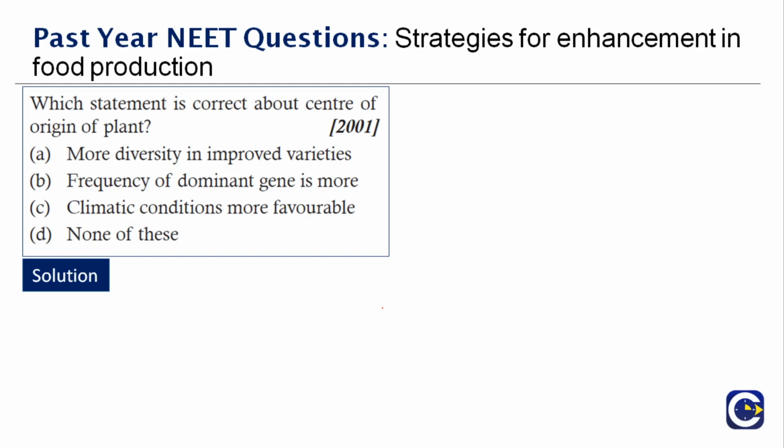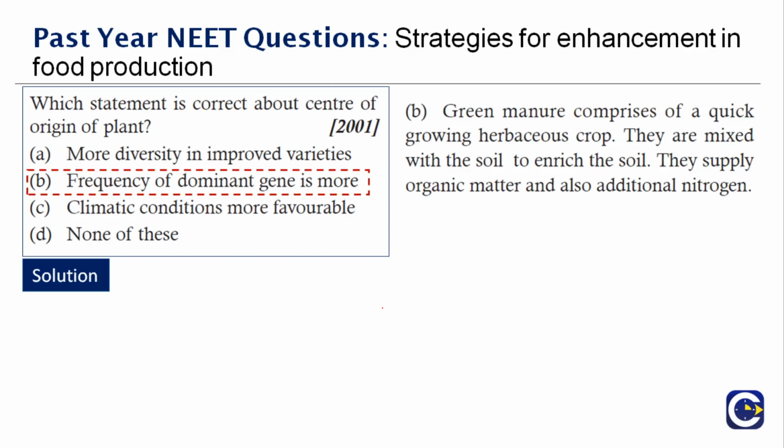Likewise, with the usage of biopesticides and biofertilizers, and even chemical fertilizers, there are uses and there are disadvantages also. Now what this question clearly states is that the statement correct about the center of origin of plants is that the frequency of the dominant gene is more. The right answer is option B.